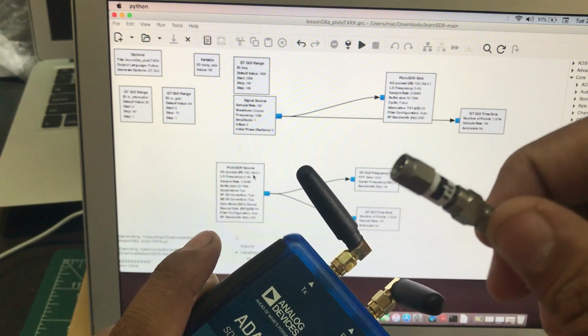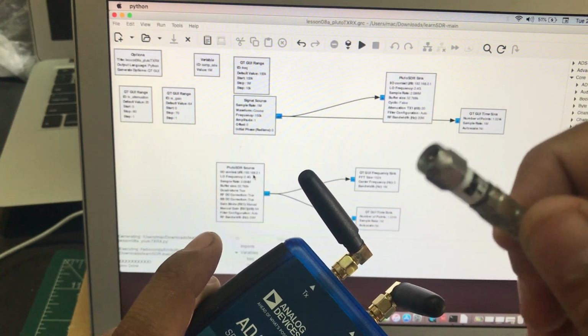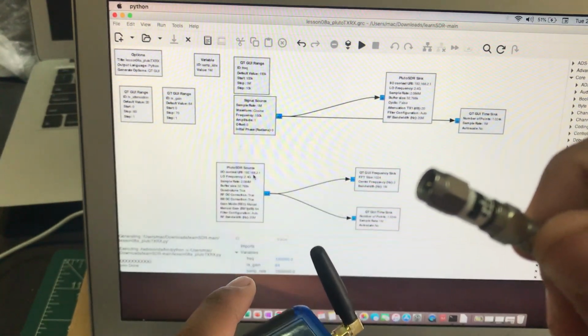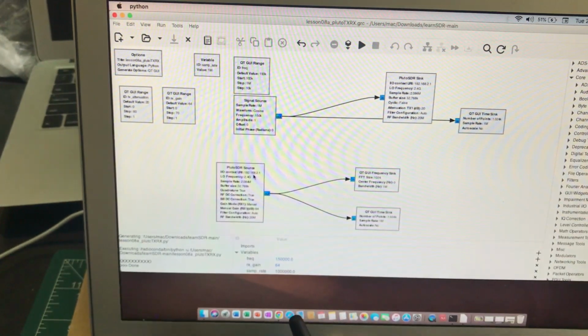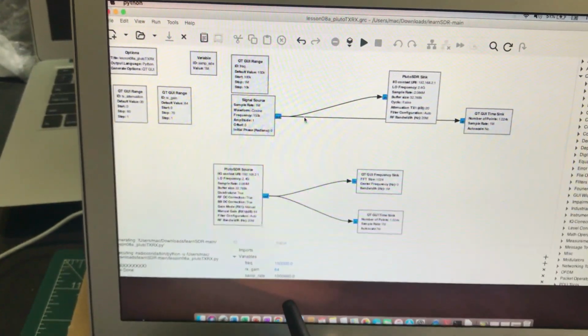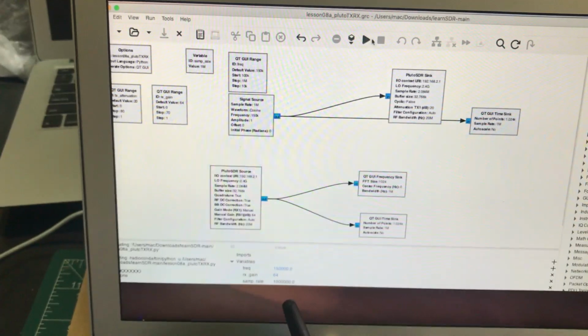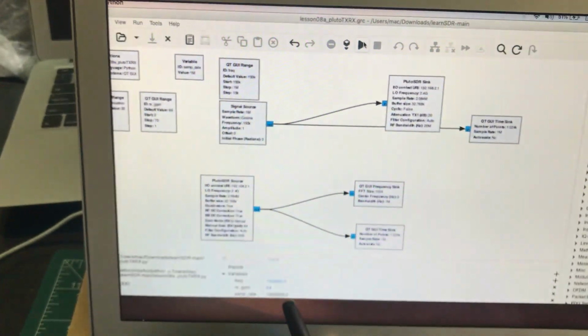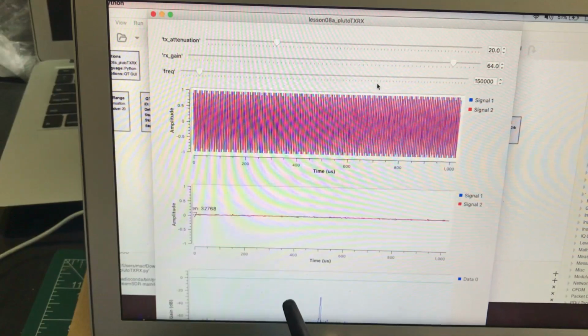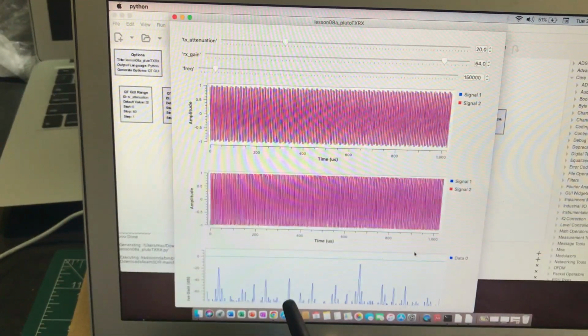So this is just a basic, simple way of checking to see if my attenuators are working or not in the absence of a VNA and other devices. All right, so I'm just going to simply run this flow graph. Once I run this flow graph, okay, this is what I'm going to see. So let me zoom out.